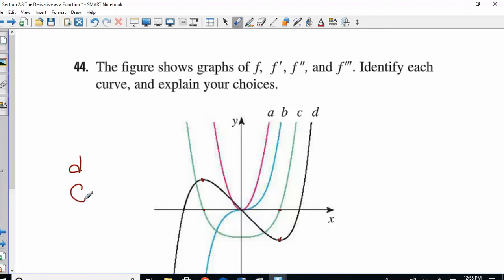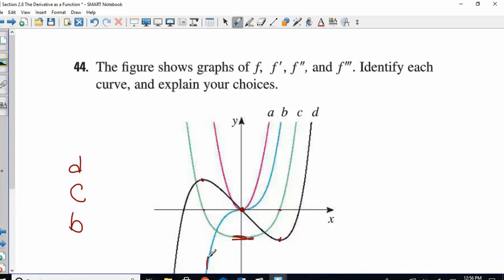Okay, so if we're on C, where does this one have a horizontal tangent line? At 0. Okay, so my derivative has to be 0 there. So right now both A and B work. This graph started out decreasing and then it went increasing. So my derivative should be negative and then positive. If I'm looking at B, do we have a horizontal tangent-ish? Maybe kind of right here.